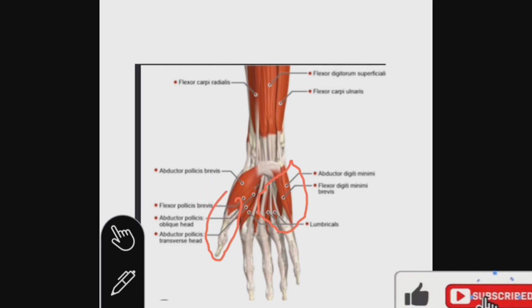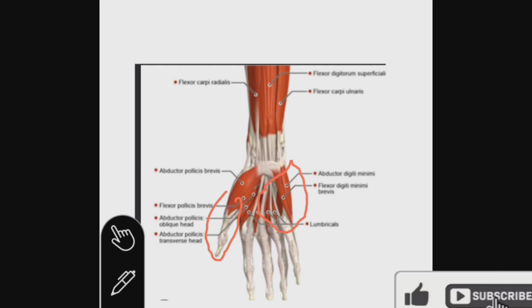The next one is the flexor pollicis brevis. The flexor pollicis brevis is this muscle right here. Originates again from the flexor retinaculum, inserts again in the phalanx. It has dual innervation, very important. The superficial edge is by the median nerve, while the deep edge is by the ulnar nerve. So the flexor pollicis brevis is innervated by both median and ulnar nerve. From the name, it's a flexor. It flexes the thumb.